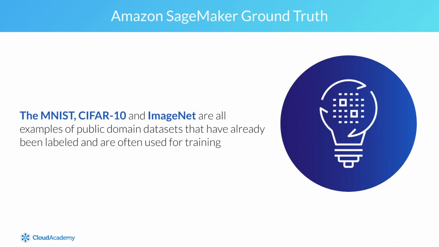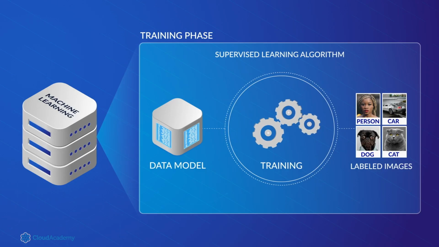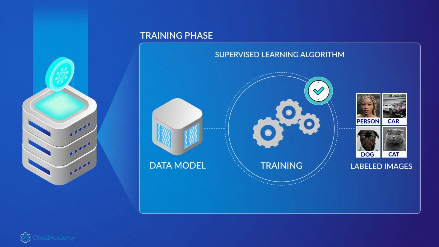The MNIST, CIFAR10 and ImageNet are all examples of public domain datasets that have already been labeled and are often used for training. During the training phase, checks can be performed to see if the predicted classification performed on an image matches the associated label. Iterations or epochs of training continue until such time that the predictions reach a desired level of accuracy.